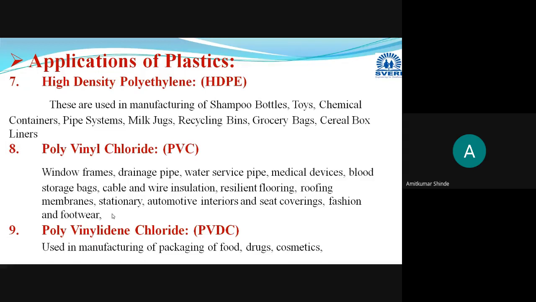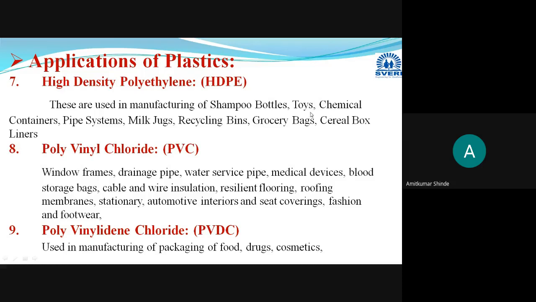Black colored, small diameter. It has a very small diameter. Those black colored pipes are manufactured with the help of this HDPE material only, high density polyethylene. Then other applications you can write: it is used for manufacturing shampoo bottles. Whichever shampoos we use are stored in a plastic bottle, which is made up of HDPE.